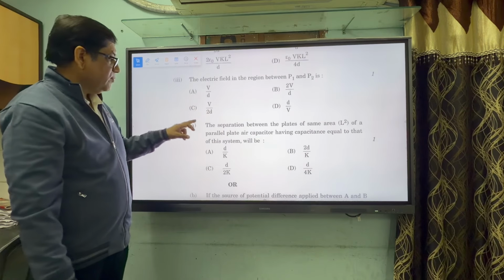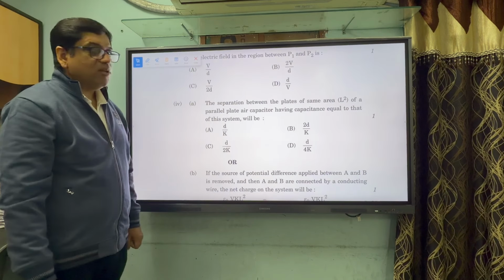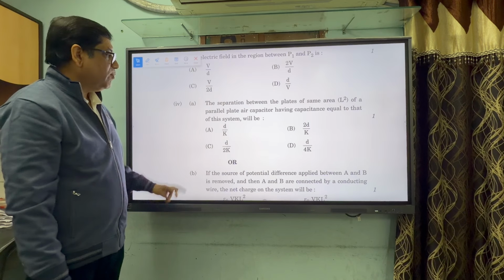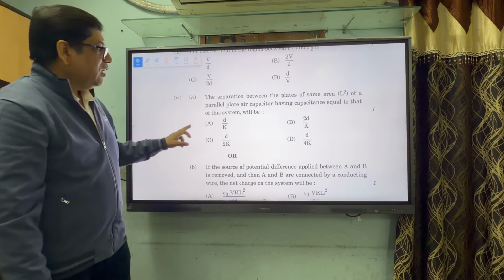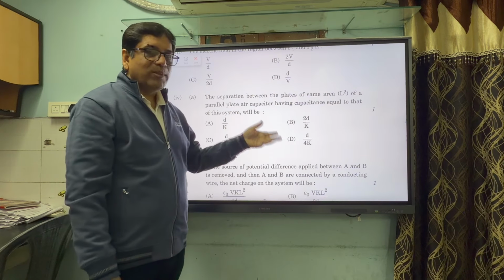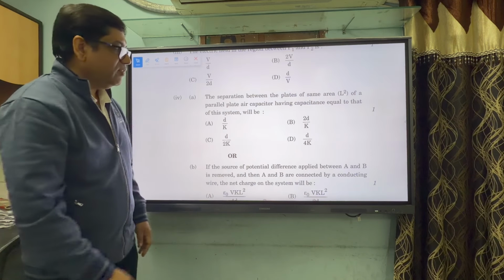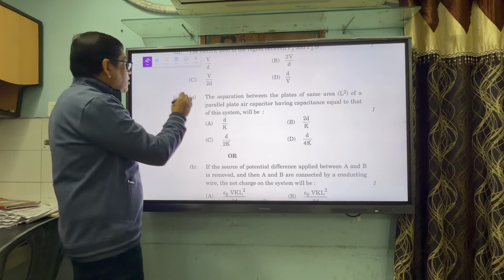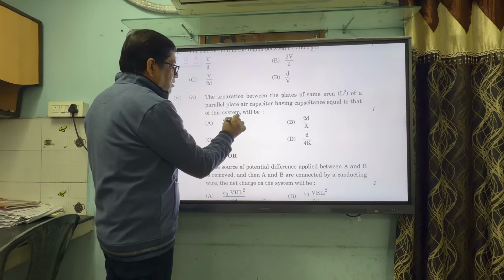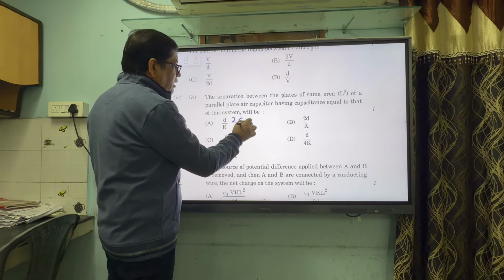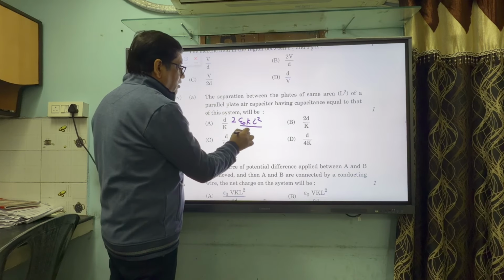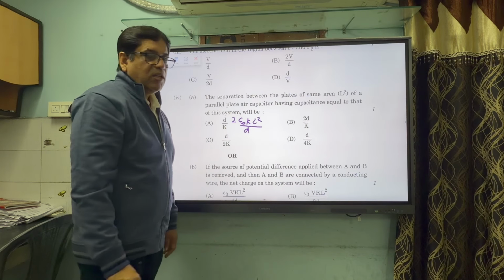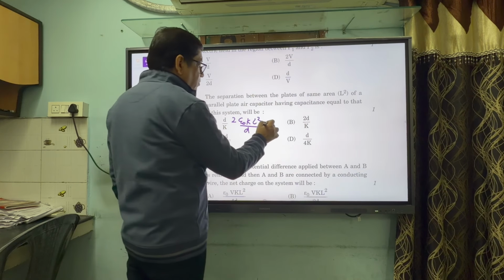Then, separation between the plates of same area L square of parallel plate capacitor. If it is air capacitor, so what should be separation? Same capacity लाने के लिए. अभी capacity हमारी क्या आई थी? Right, it was 2 times K epsilon naught L square by d. ये capacity हमारी. Now we have to use the air capacitor.